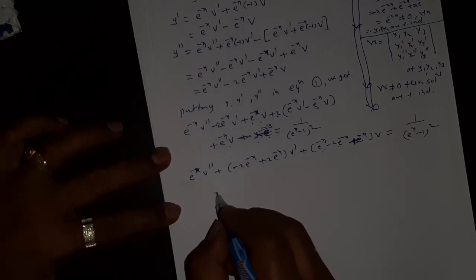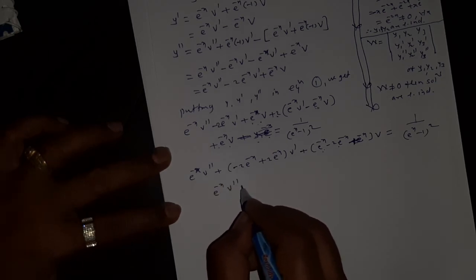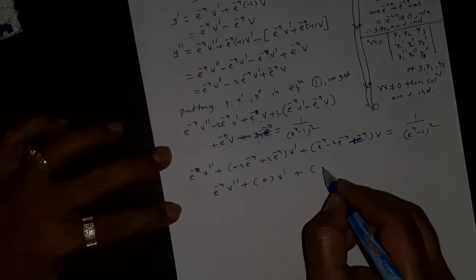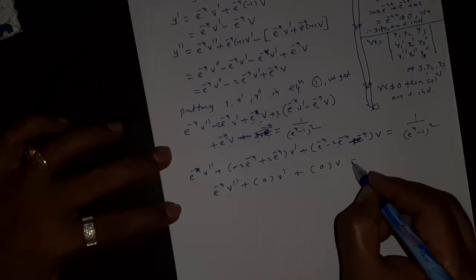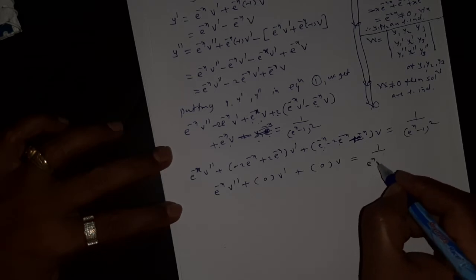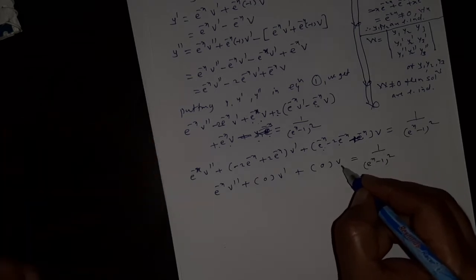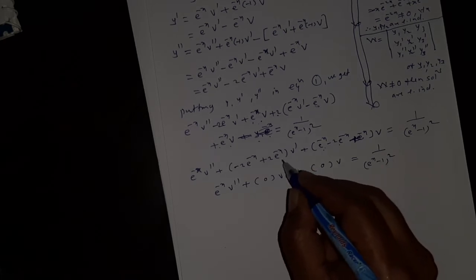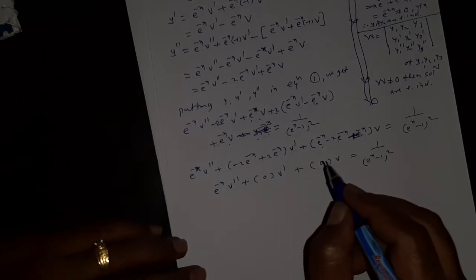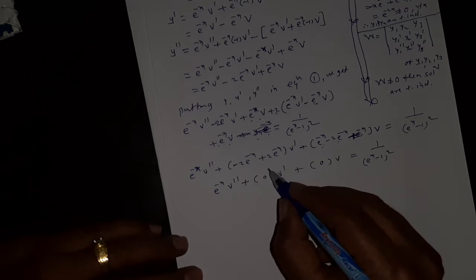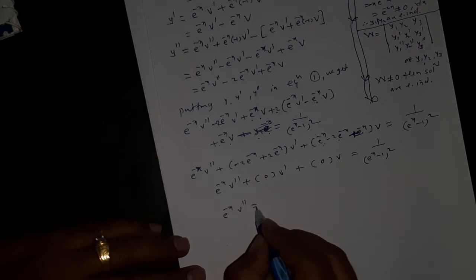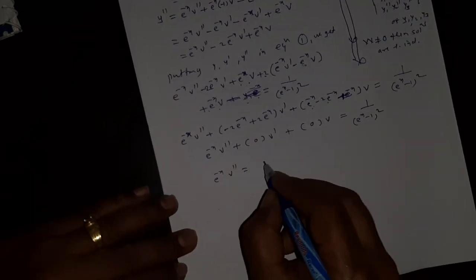And so the coefficient of v dash is 0. Here the coefficient of v is also 0. This is only for this particular example, the coefficient of v becomes 0. But the coefficient of v dash is 0. We have the coefficient of v dash equal to 0 in every example. So we have this equation, e raised to minus x v double dash.